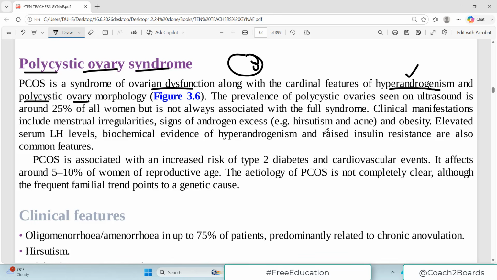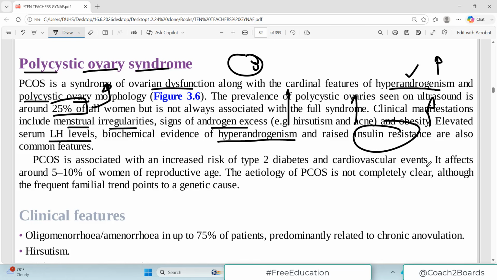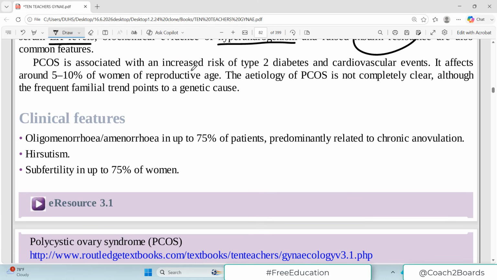Okay, and the metabolic symptoms are that of hyperandrogenism. The prevalence of PCOS seen on the ultrasound is around 25% in all women, but I've read some recent research that it has actually increased because of the dietary patterns. Clinical manifestations include menstrual irregularities, signs of androgen excess, hirsutism, and acne, and also obesity. So all these things together constitute the syndrome PCOS. Elevated serum LH levels, biochemical evidence of hyperandrogenism, and raised insulin resistance are all features of this syndrome. PCOS is associated with an increased risk of type 2 diabetes also, and also cardiovascular events.